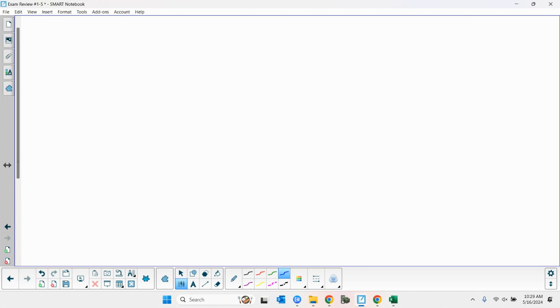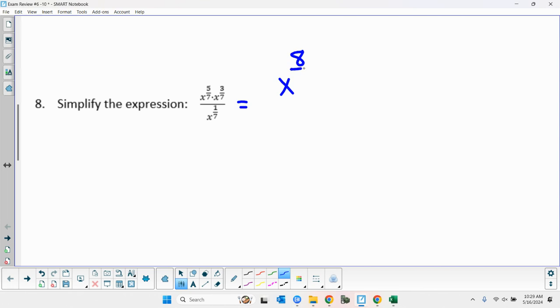Some of you get all messed up. What are the coefficients in front of these two x's? 1 and 1. What's 1 times 1? 1. Do I need to worry about it? No. So what do I do with the exponents? Add them. So 5 sevenths plus 3 sevenths is 8 sevenths. We good on the top part?